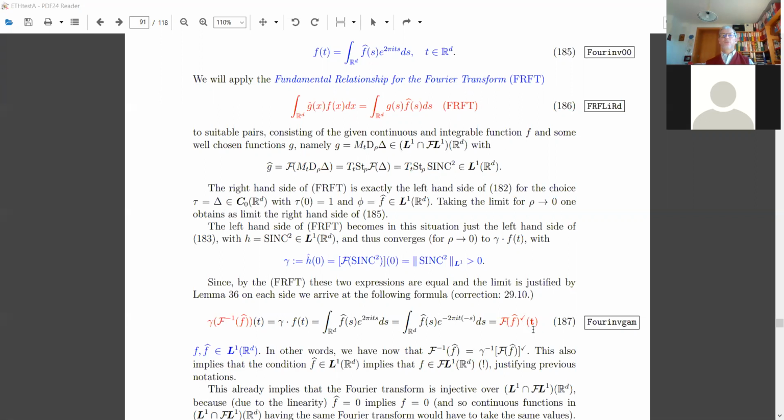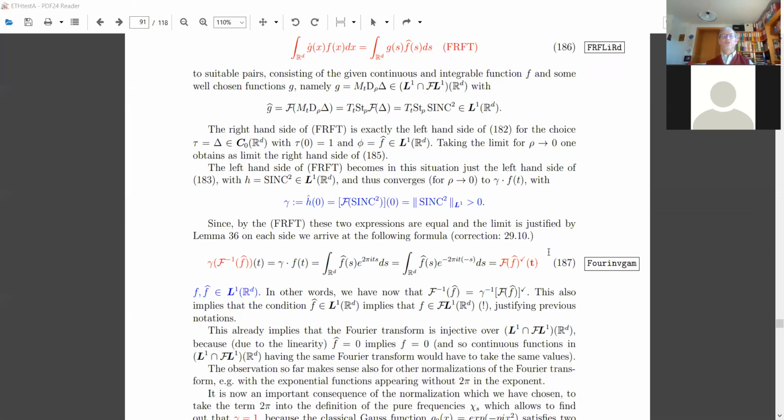Now this is true for any value t. Therefore, we can say that the inverse Fourier transform, up to the factor gamma, which I move to the other side, is just the forward Fourier transform combined with a flip. This explains why the inverse Fourier transform also maps convolution into pointwise multiplication, which of course is the same as saying that under appropriate conditions, we are working usually now with L1 intersected FL1, we turn pointwise multiplication into convolution, and everything is very symmetric, and that's really one of the goals that we have.